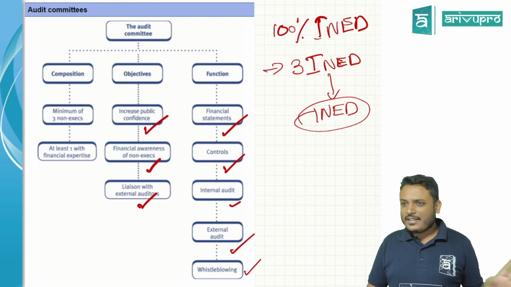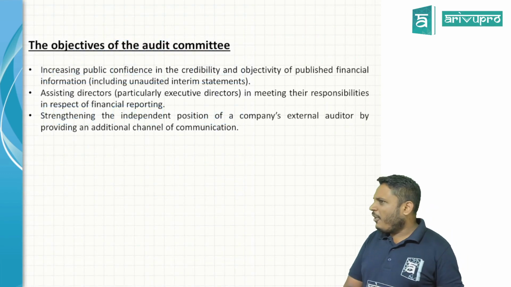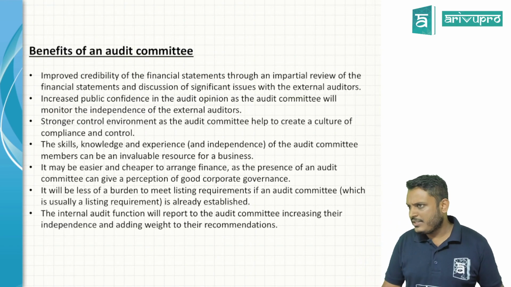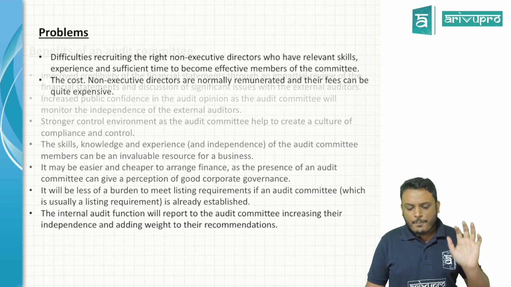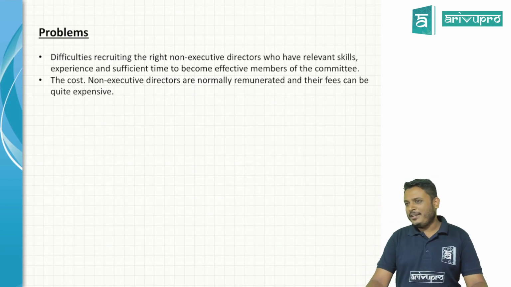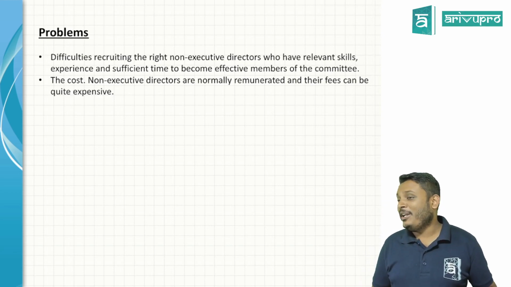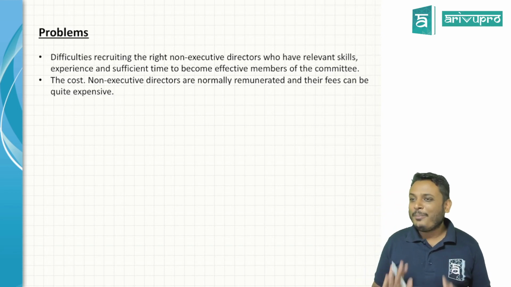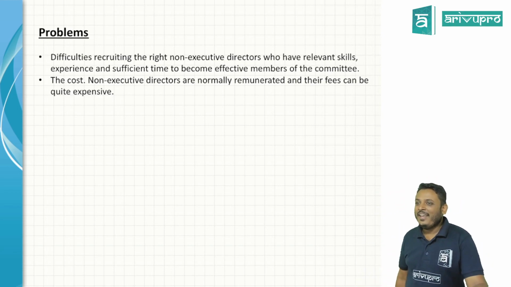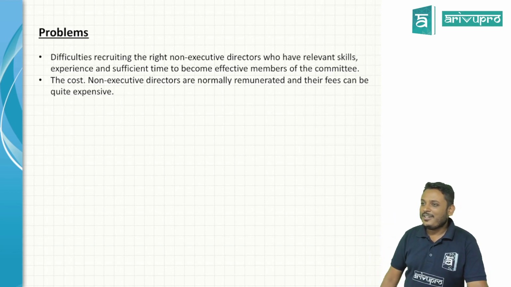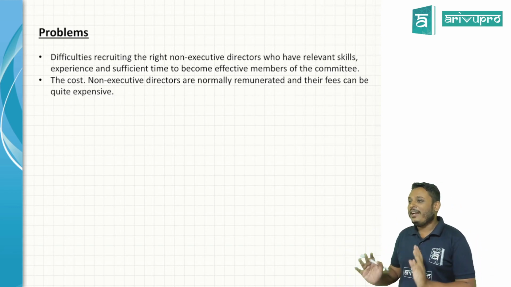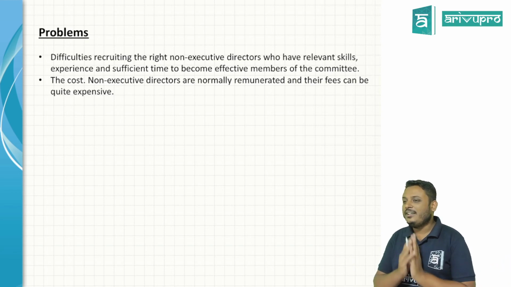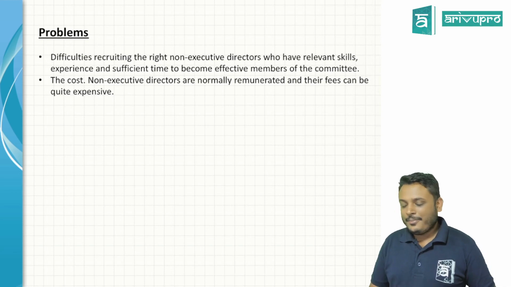So far it's clear? So the objectives of the audit committee, just go through, I explained. Benefits of the audit committee, go through, it's theory. Problems: the main problem of the audit committee is recruiting proper people. The audit committee is such a strong committee within corporate governance. If you are not recruiting proper people, then there is a problem. Why? External auditors also mess up, internal auditors also mess up, all the controls fail, financial reporting frameworks get affected, operations and risk affected. Chapter close.